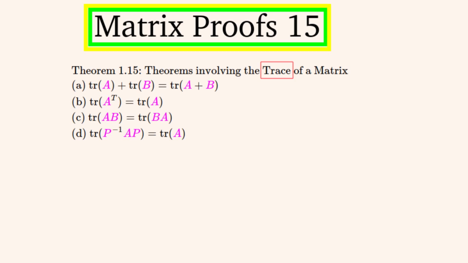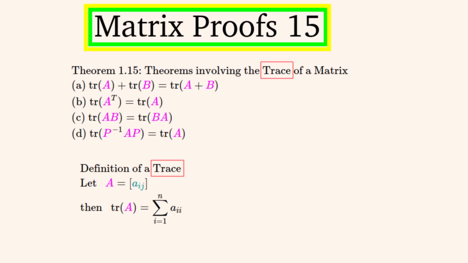In this video we'll prove these four statements about the trace of a matrix. The first involves addition, the second involves the transpose of a matrix, the third is about multiplication, and the fourth is about similar matrices. So the trace is the sum of all of the diagonal entries of a matrix.